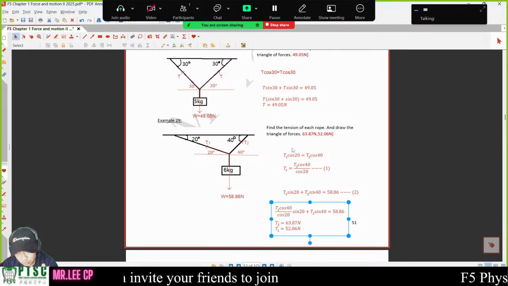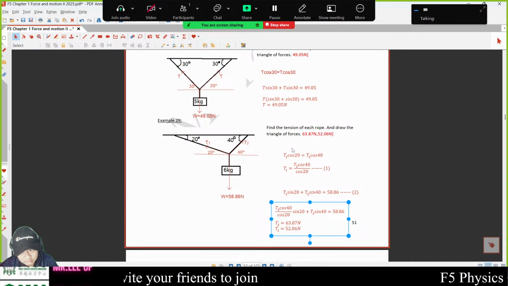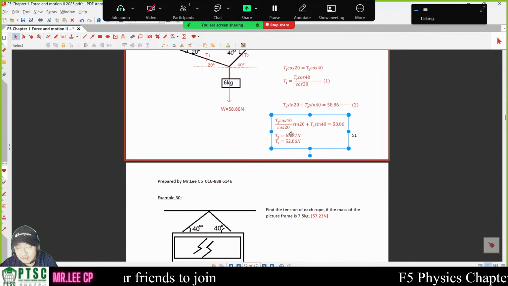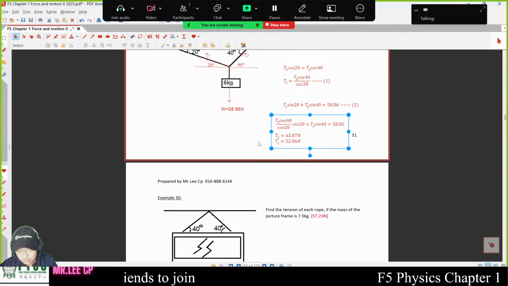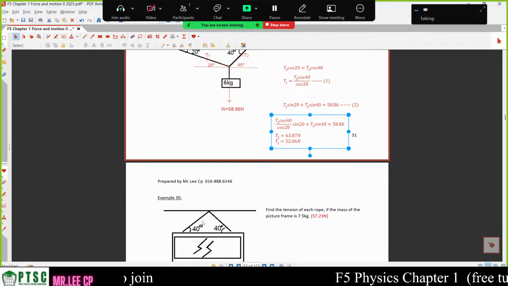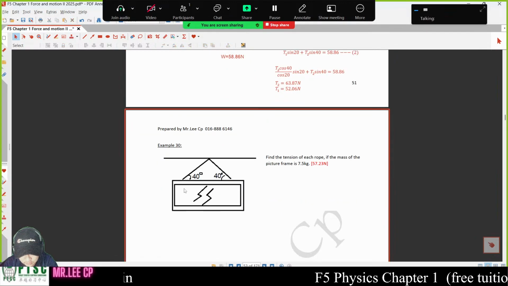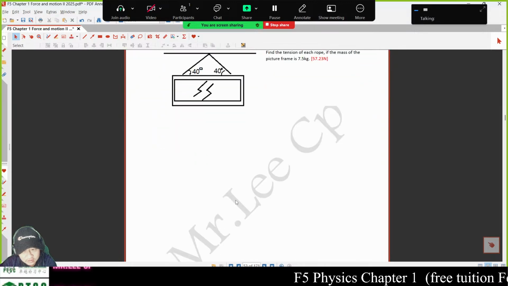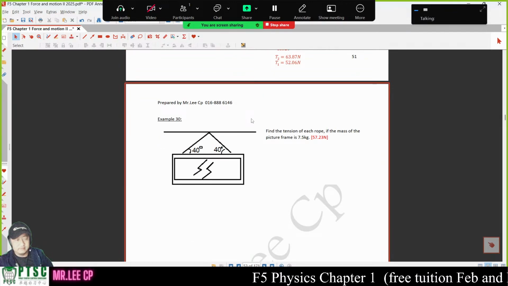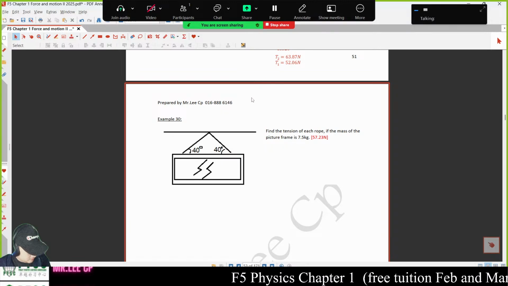So we are going to rest for 5 minutes. Right, 5 to 10 minutes lah. After 5 to 10 minutes, we go back to do this. So if you want, you can try to do this on your own. Right? You try to do this example 30 on your own. So if wrong, later I will discuss. Right? I'll see you back later.